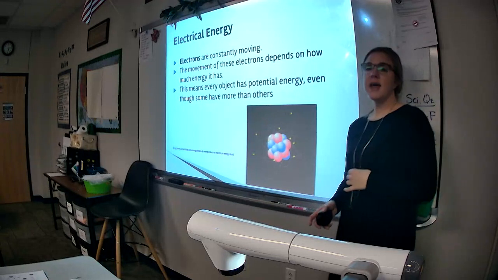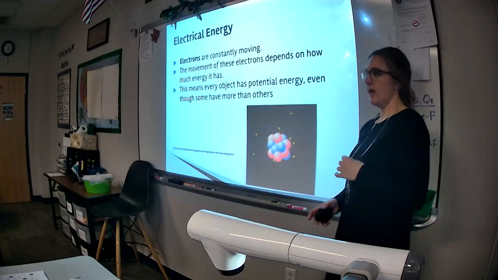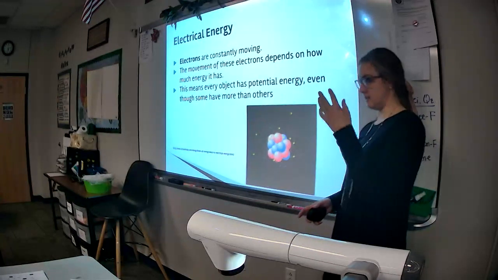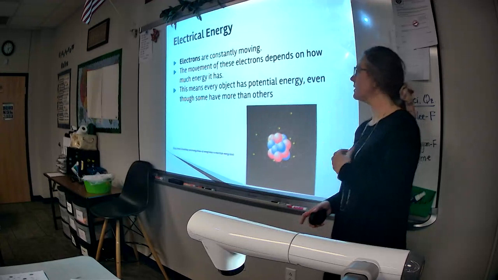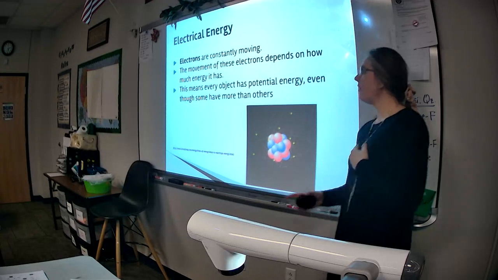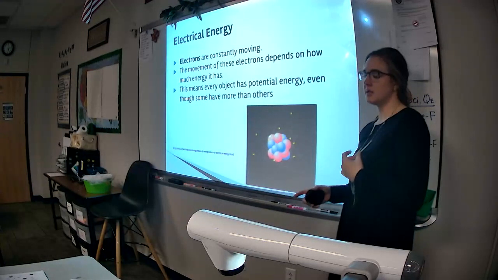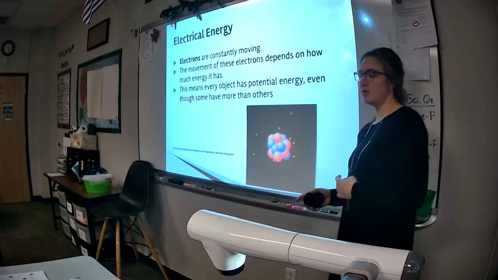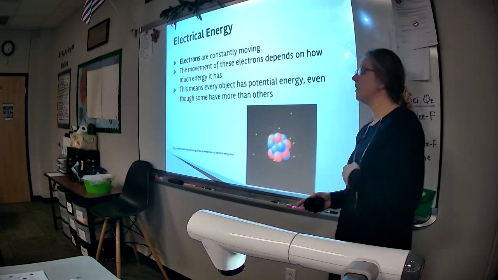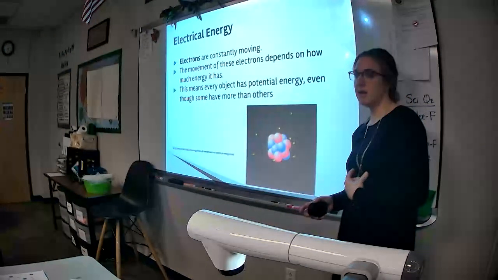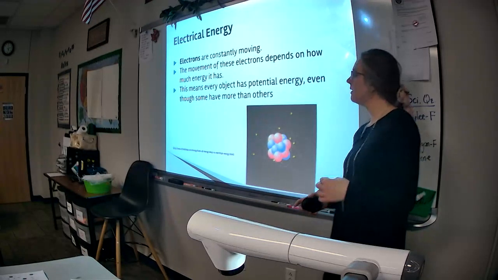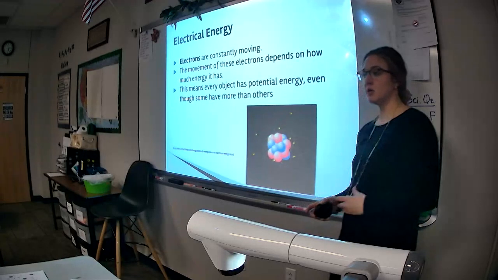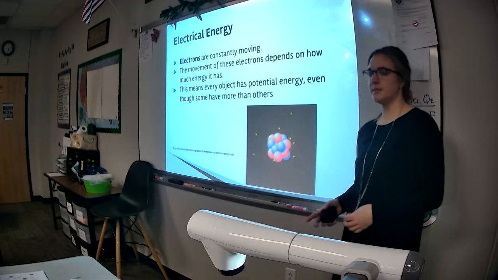This means that every object has potential energy because every object has atoms that have electrons spinning around. Although some have more than others. The electrons are constantly moving. This movement depends on how much energy it has, which means that every object has potential energy, but some have more than others.